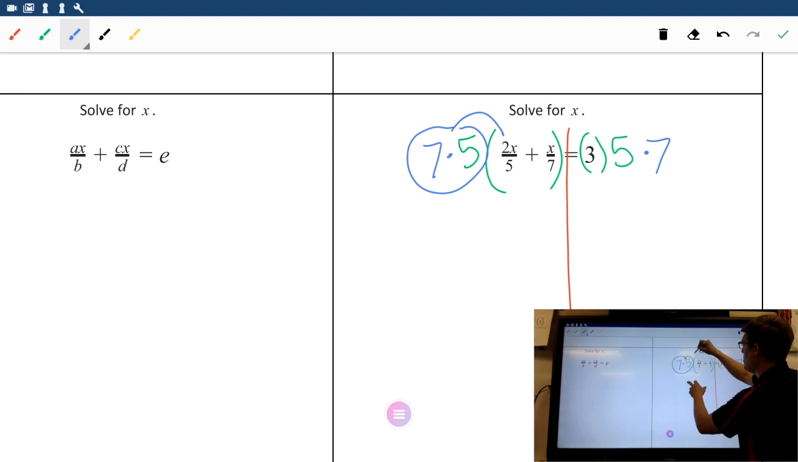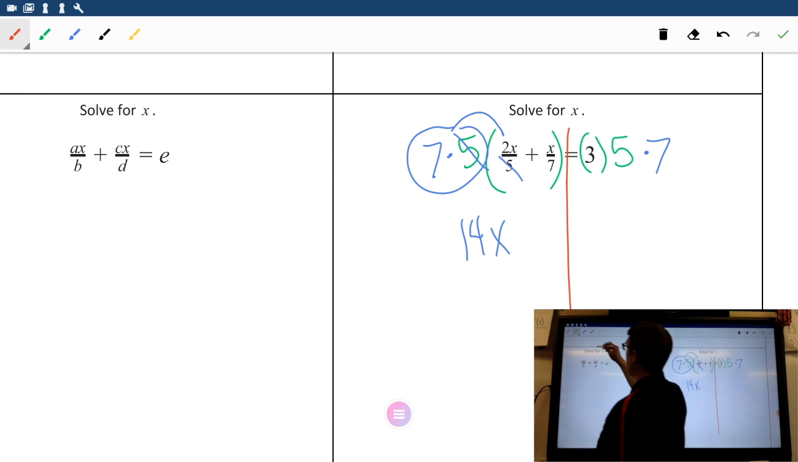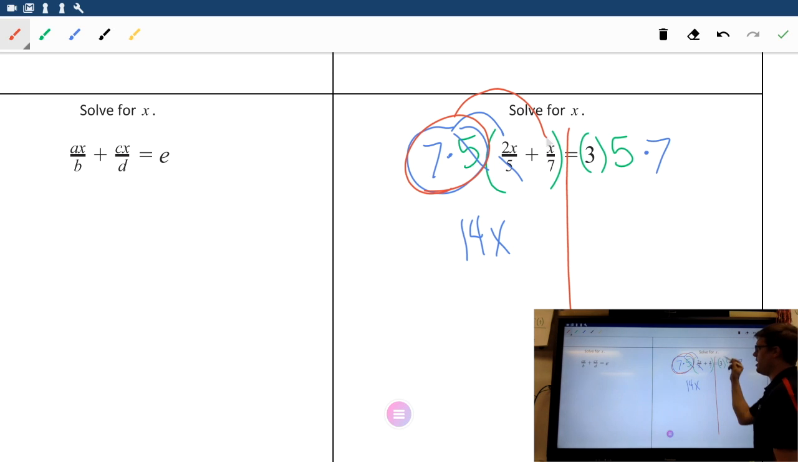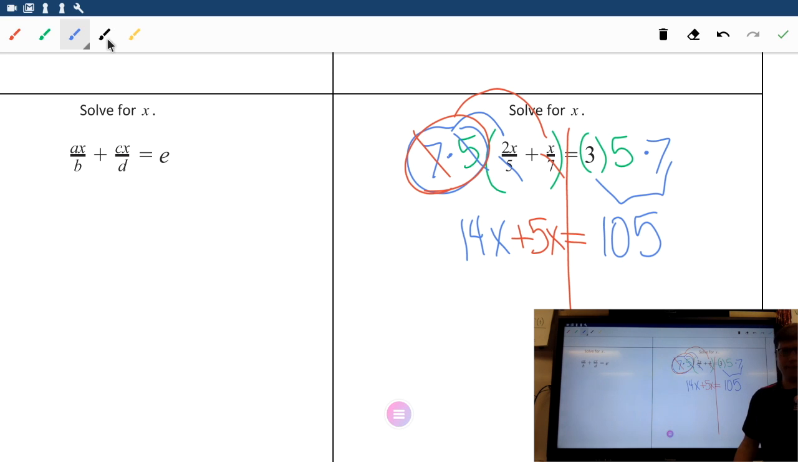So if I take this and multiply it to the 2x over 5, the 5's cancel, and I'm left with 7 times 2. But then I've got to reset, and I've got to do, let's go red, 7 times 5 times x over 7. In that problem, the 7's cancel, so I'm left with 5x. And then on the other side of the equation is 3 times 5 times 7. 75? No. 105? I think it's 105, because 15 times 6 is 90, so 15 times 7 is 15 more. 105. Don't at me.